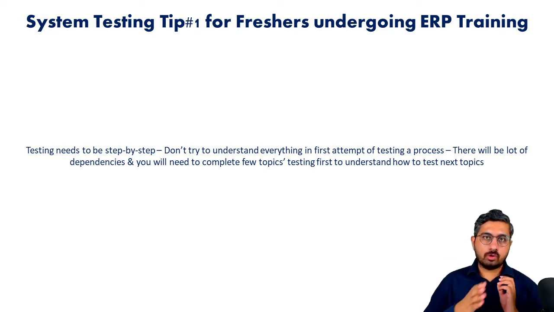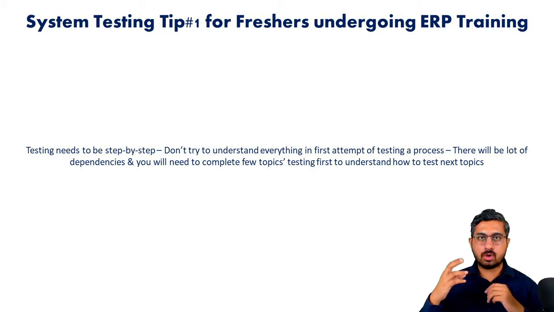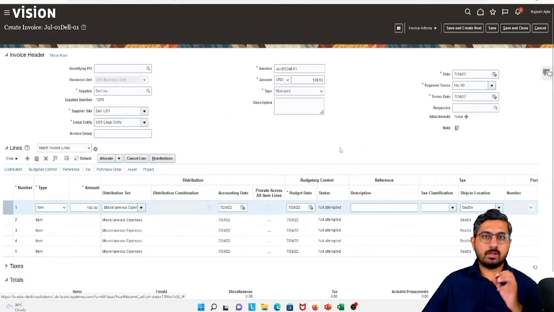And you should be following the proper sequence or a proper guided learning path when it comes to the testing. You should not be jumping around multiple things, or you should not be trying to know all the things that are there on the screen while you are testing some process. For example, when I was entering this particular invoice, or when I was testing how to create a vendor invoice, I had some of the doubts on this particular screen.